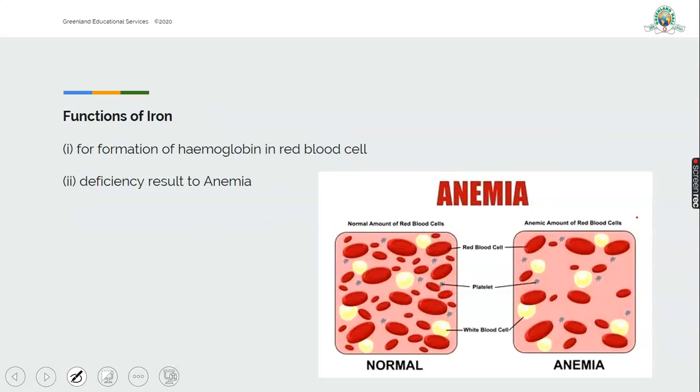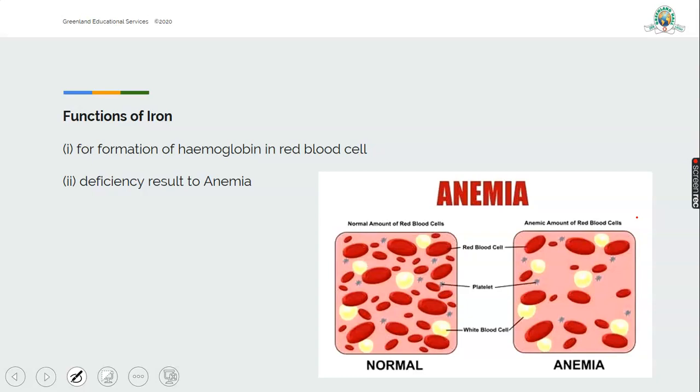Iron, I-R-O-N. I don't mean that iron on the window that is used for the burglary. That is not what we are talking about. This iron we are talking about is a mineral present in food, and it has to do with blood formation of what we call hemoglobin.